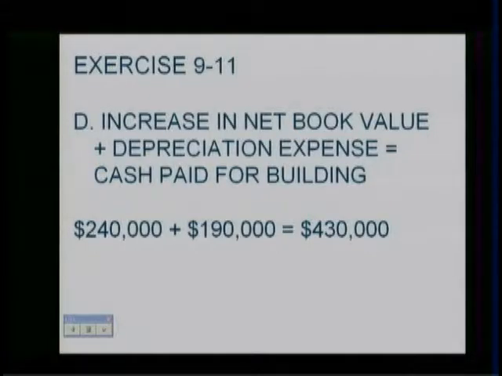Well, you're going to look at the increase in net book value, which is the increase in your assets. You will add to that your depreciation expense because, again, this is a non-cash deduction. So you add those two together, and that will tell you what you paid for the building. So you take $240,000 and add $190,000 to it. That means that you paid $430,000 for the building.